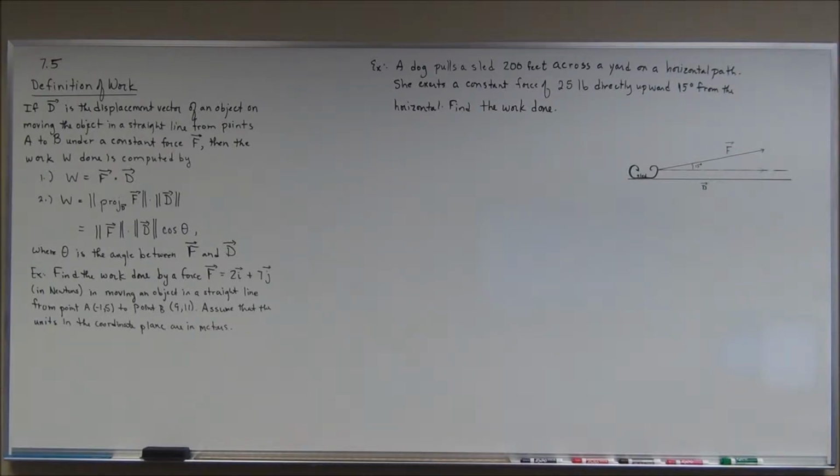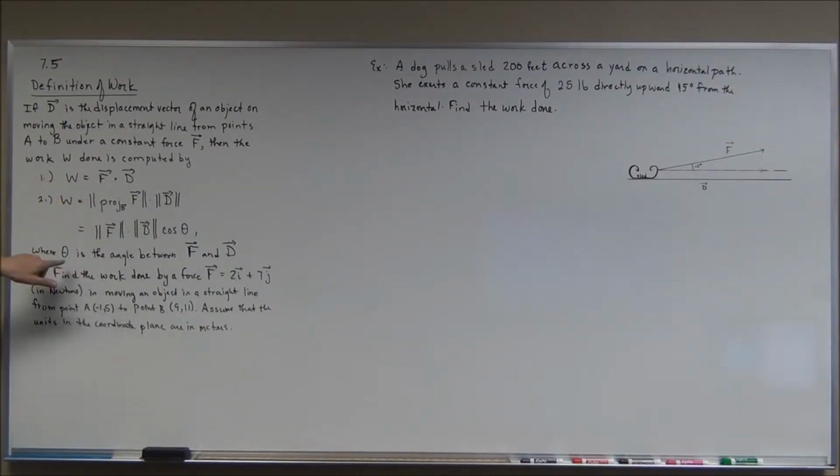We've been talking about how vectors can be used to compute work. We're going to give the definition of work. If the displacement vector d is the displacement vector of an object moving in a straight line from points A to B under a constant force F, then the work W done is computed by taking the dot product of the vector F with the displacement vector. Almost messed that up. So now, that's if it's on a straight line.